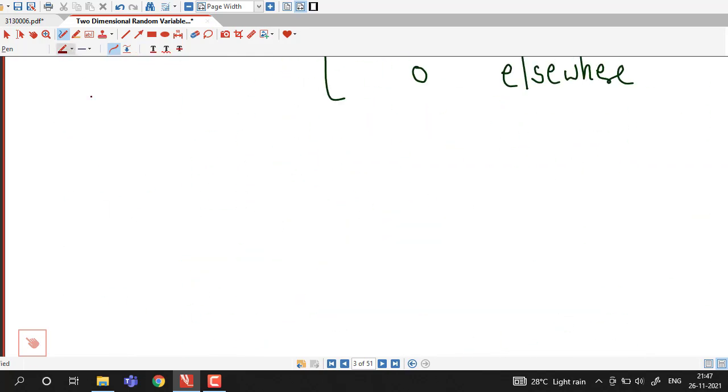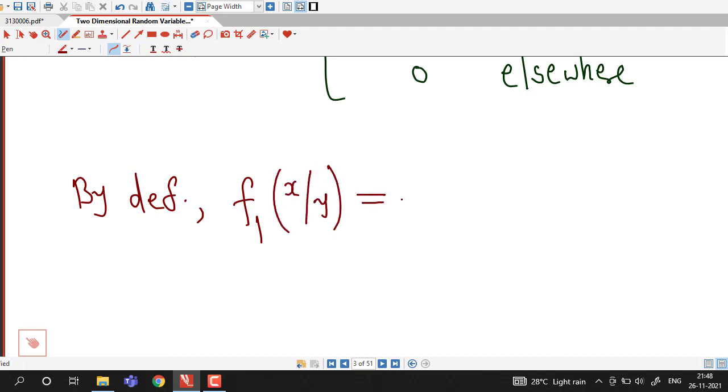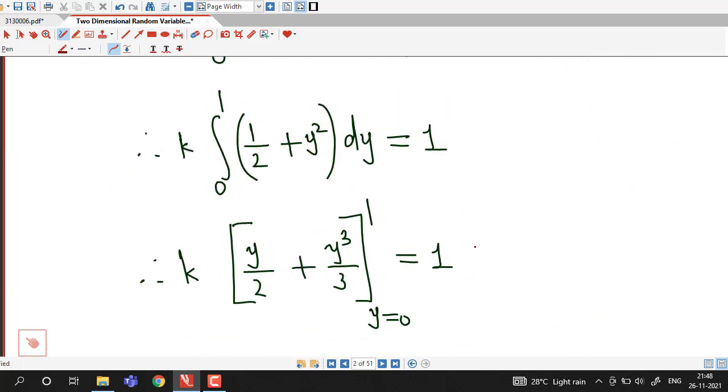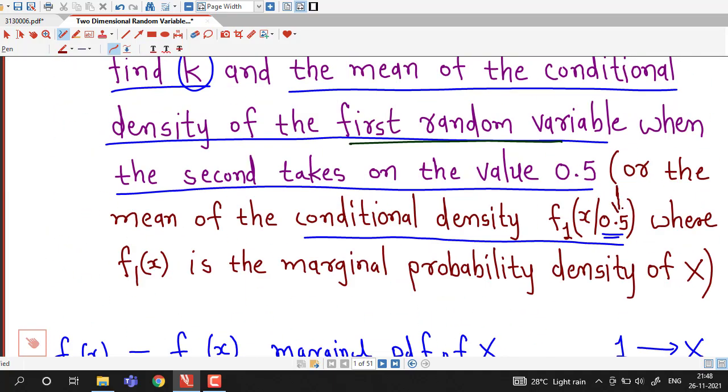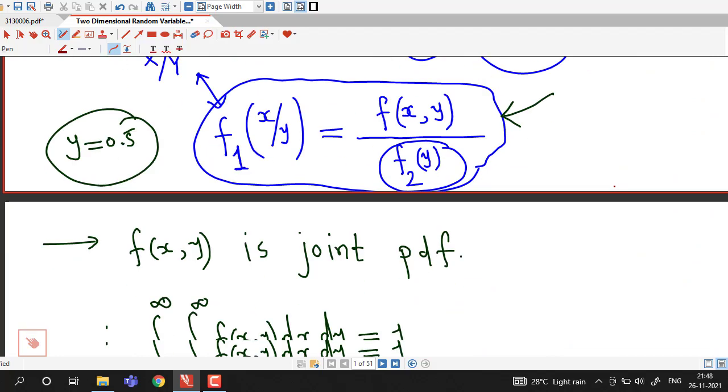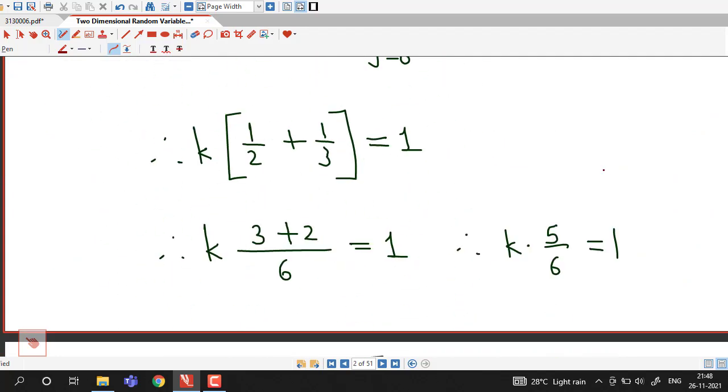So now by definition, conditional density of random variable x given that y equal to y, this is going to be value of joint density divided by marginal density of random variable y. Now here we have given particular value. It is given that y is 0.5. So we take y equal to 0.5.